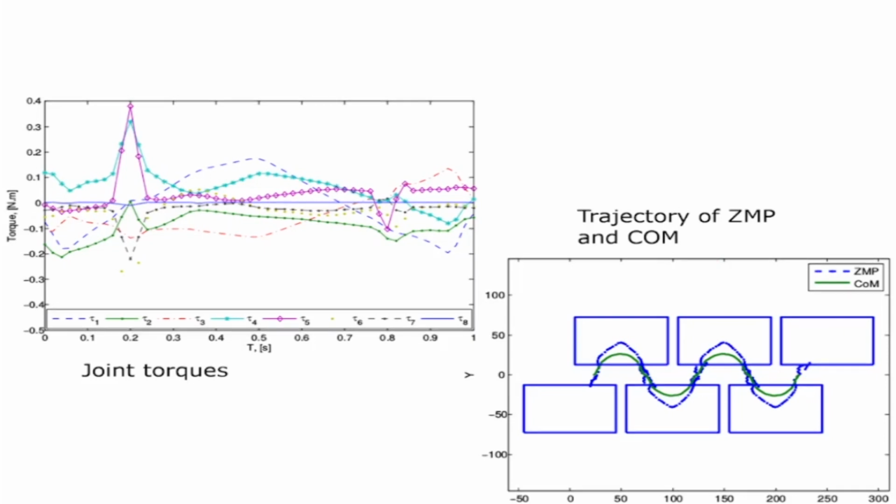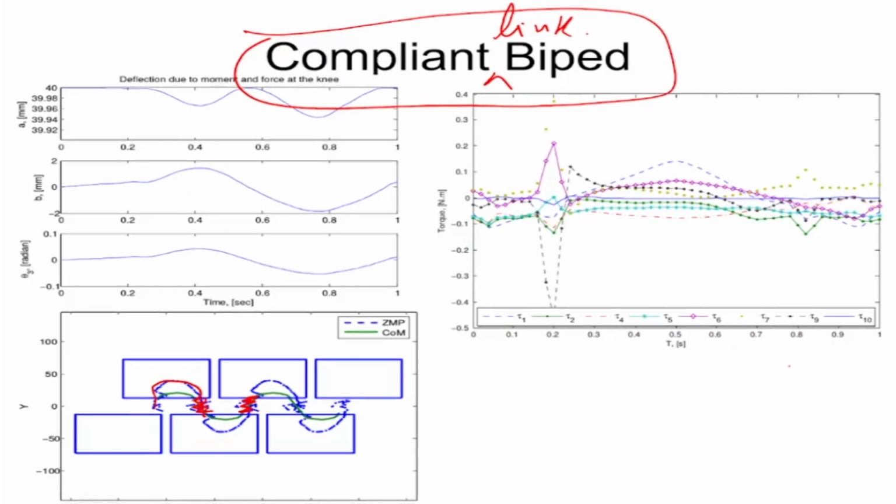Now, what about the zero moment point? What happens to the zero moment point? The green one is the center of pressure, and the blue one is the zero moment point. We can see that it is vibrating a little bit. It goes like this, vibrates, comes like this. There is some vibration in there.